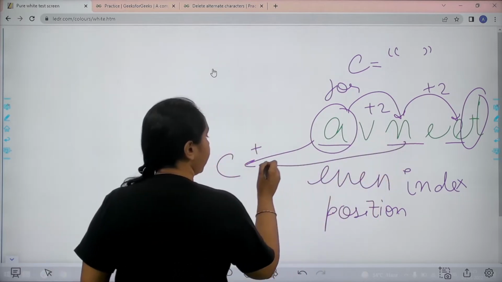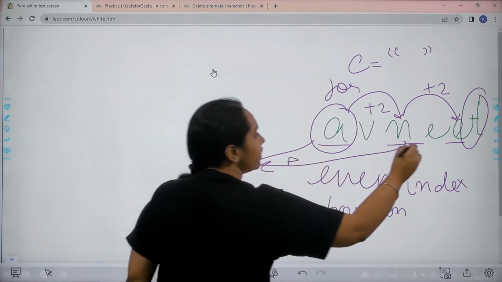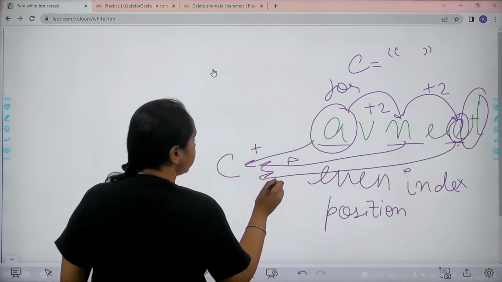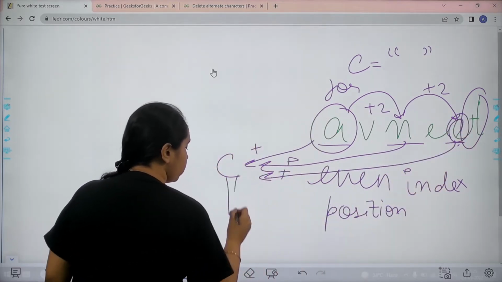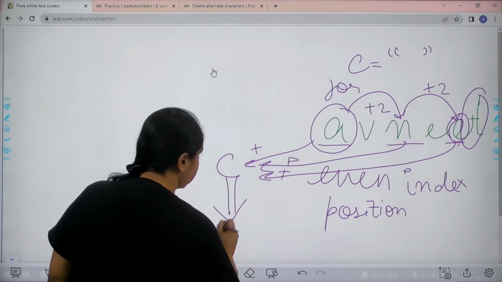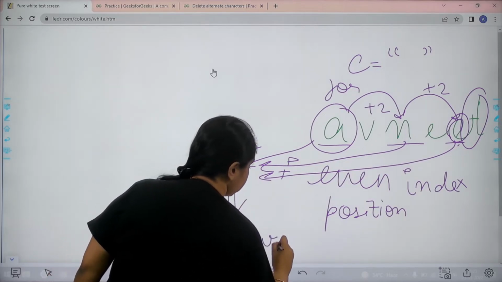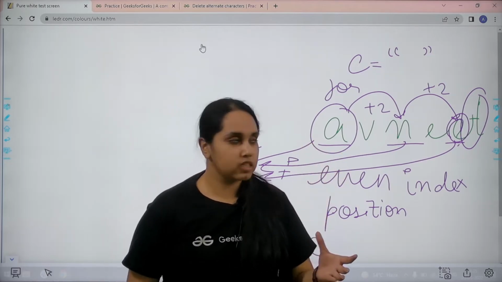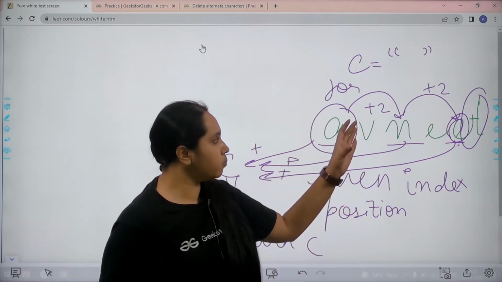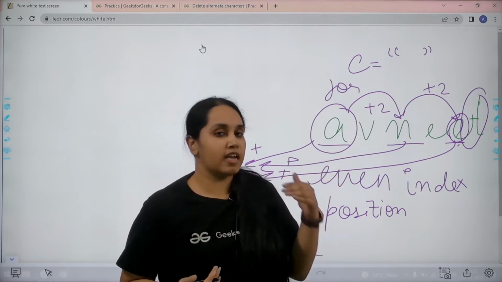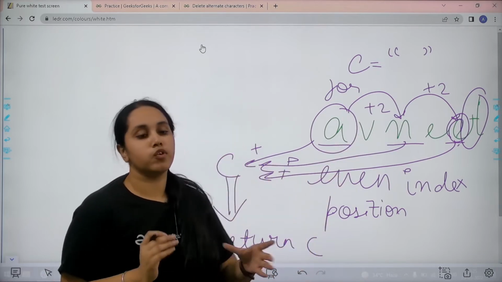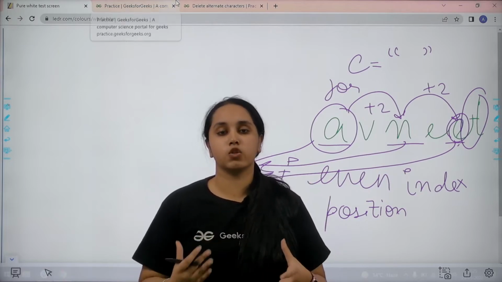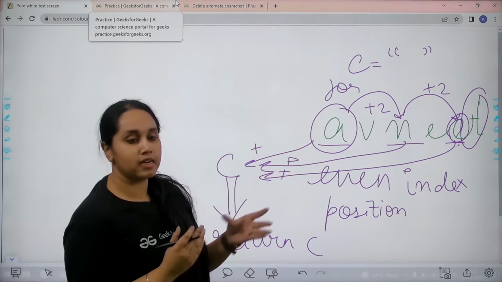Then if I got N, I would add it in C. Then if I got E, I would add it in C. In the final step, I need to return C. So basically I would create an empty string, then apply a for loop with the step value of +2, and then return the value of C. This is how we need to solve the question. I hope you are clear with the concept.